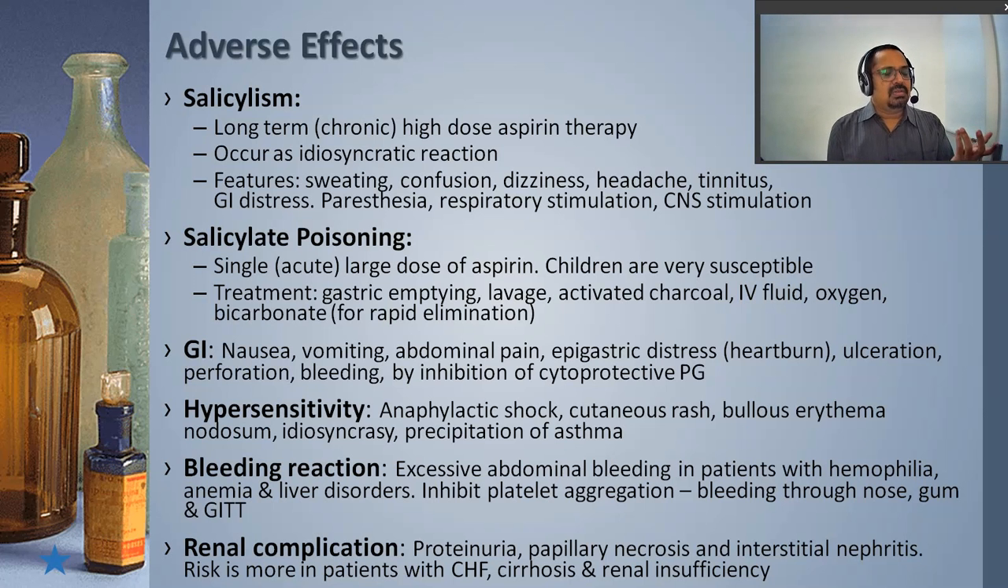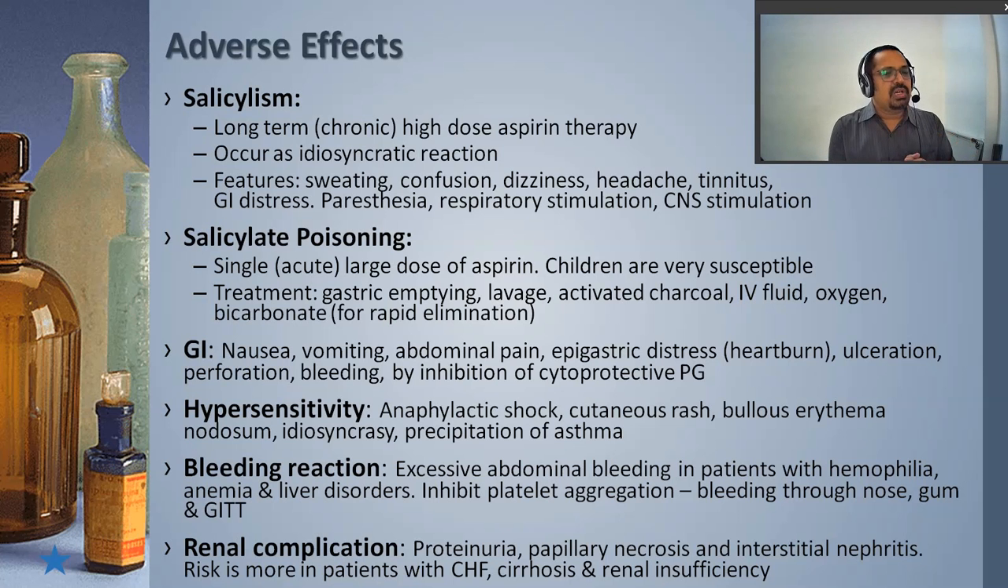Other adverse effects, as far as the gastrointestinal adverse effects are concerned, are nausea, vomiting, abdominal pain, also called epigastric distress, heartburn, ulceration, and bleeding into the GI tract, and all these are typically induced by inhibition of COX-1, that is cytoprotective prostaglandin synthesis inhibition. In rare cases, they also provide hypersensitivity reactions, which include anaphylactic reaction, cutaneous rash, idiosyncrasy, and precipitation of asthma.